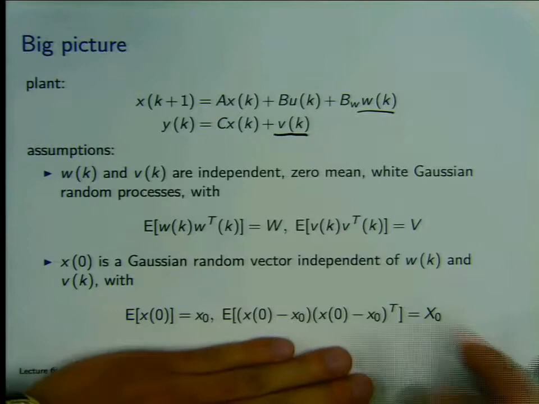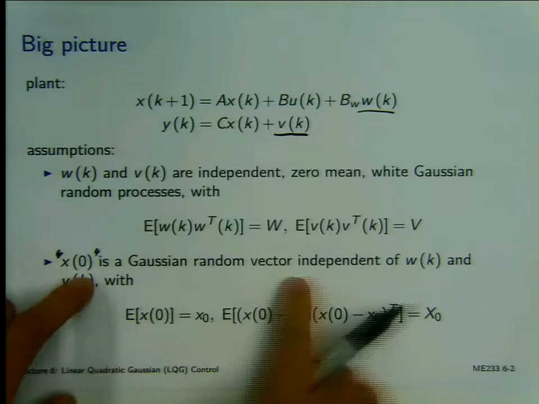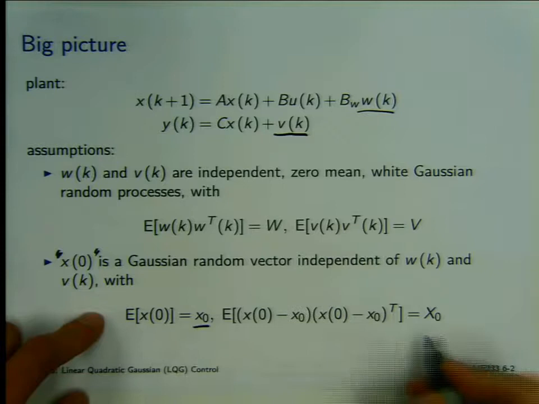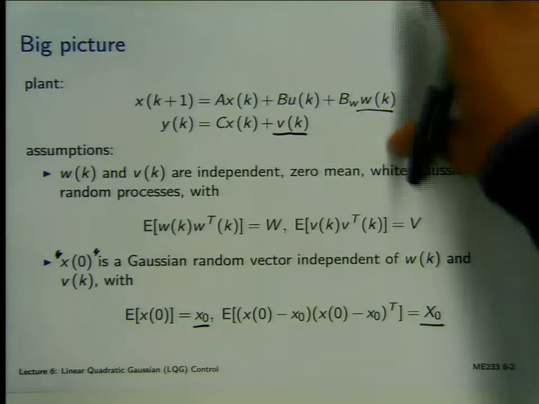So, finishing up the assumptions. We're assuming x0 is a Gaussian random vector, which is independent of w_k and v_k, with mean and covariance matrices like this. Now we're going to do two steps to address the LQG problem.